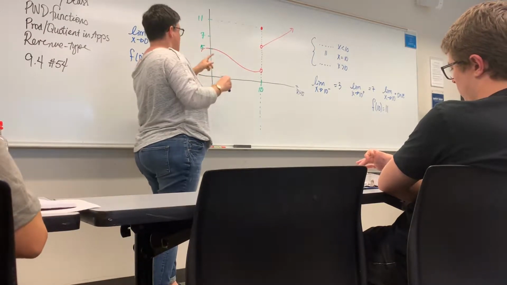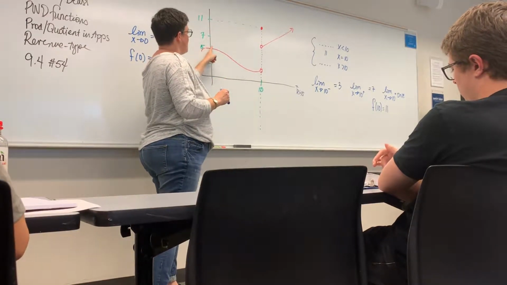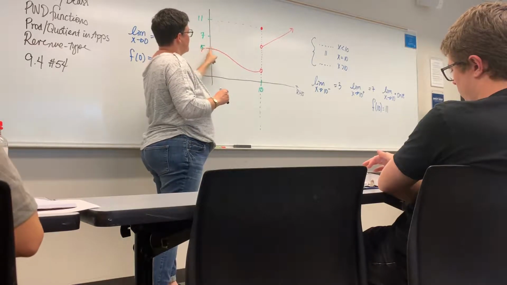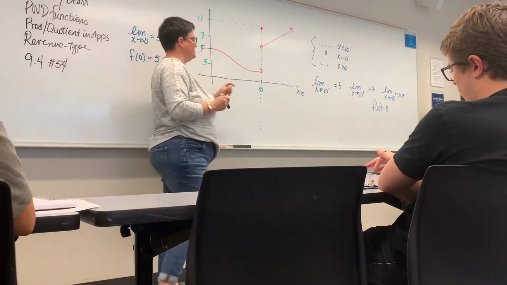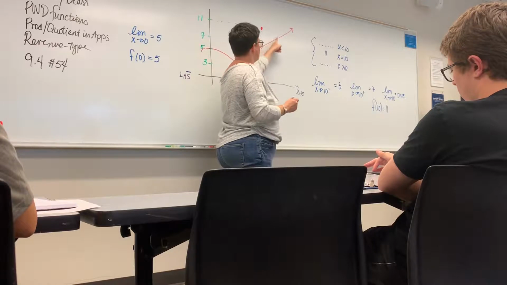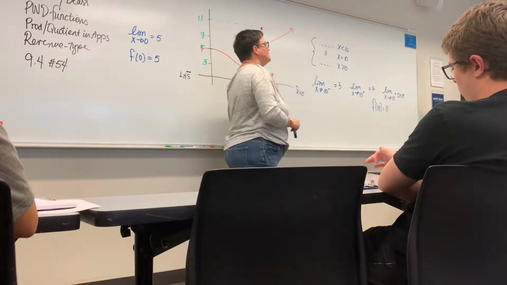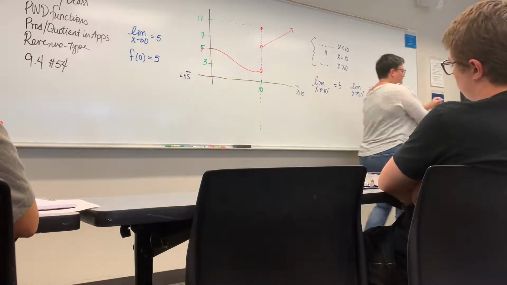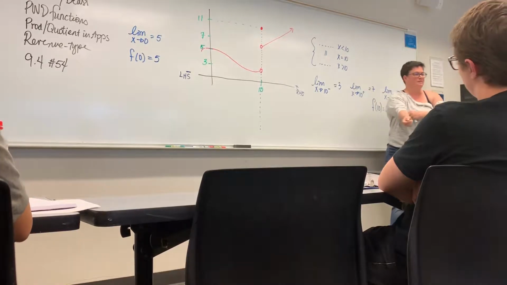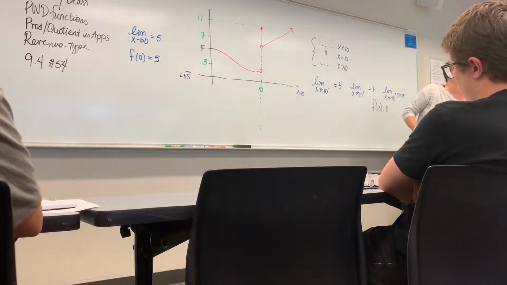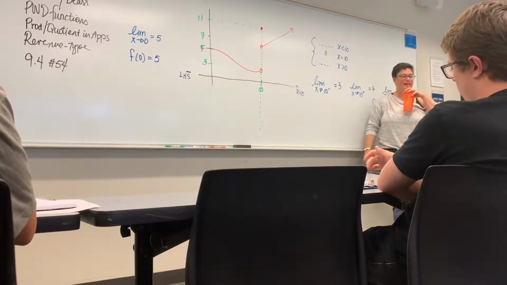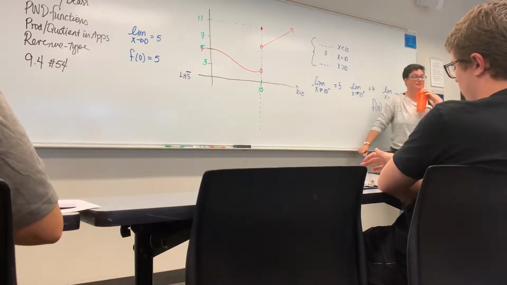Remember the Idiot's Guide to Continuity, guys? If you can draw it in that region without lifting your pencil from the paper, it's continuous. What about this one? Can I draw that without lifting my pencil from the paper? No. Okay, so far so groovy. So for continuous, the limit and the function have to exist and they have to equal each other.